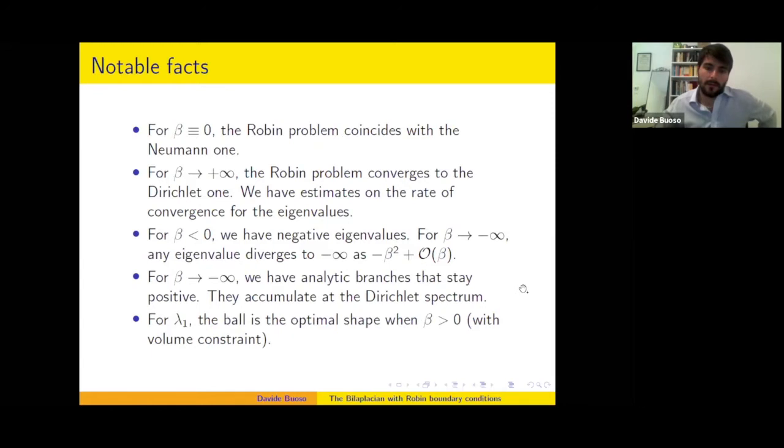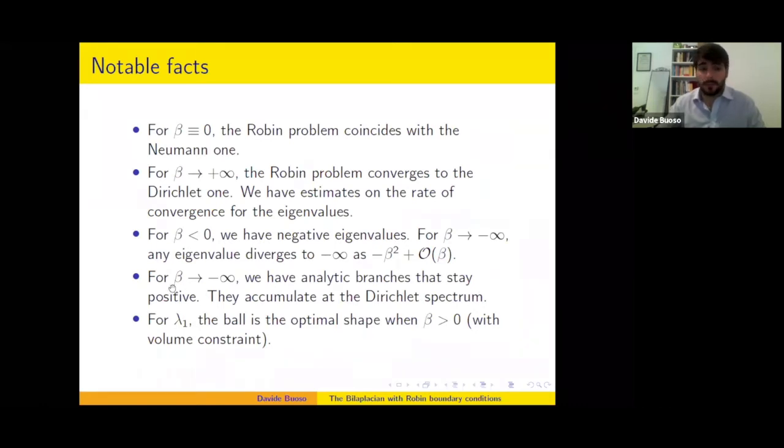And another interesting fact is that of shape optimization for the eigenvalues. So the question is, you want to optimize, say maximize or minimize, the eigenvalue lambda k of omega, where you set some constraint on omega, for instance you fix the volume. And it's known that when beta is strictly positive, the first eigenvalue of the ball is the smallest. And we have recent results also about quantitative estimates in this sense.